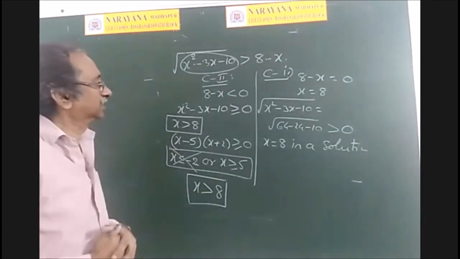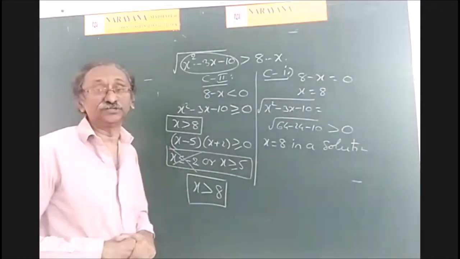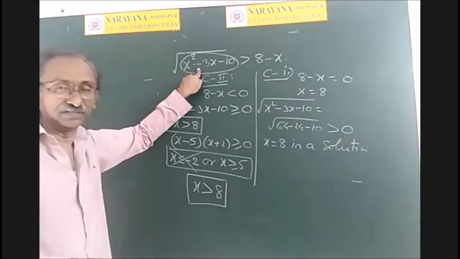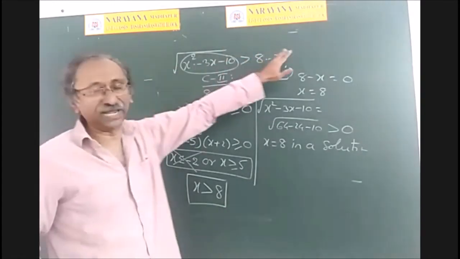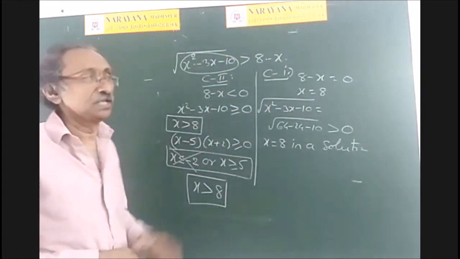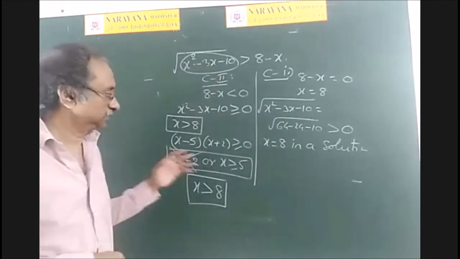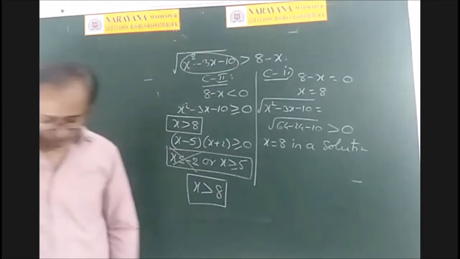And there is another case, that 8 minus x is positive. So, when 8 minus x is positive, this is positive, but this is also positive. But not every positive number is greater than every other positive number. That means we have to solve that inequality also. Right? Right now, up to this.